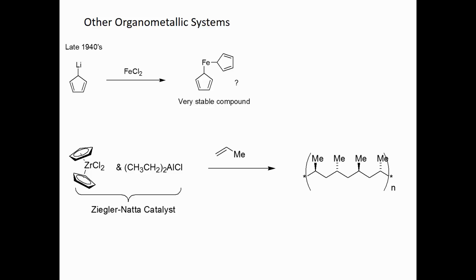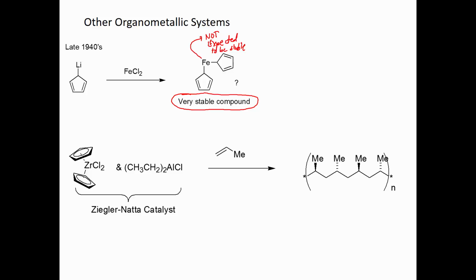This is a result that befuddled a lot of people back in the 1940s. If you take cyclopentadienyl lithium and iron dichloride, you get this compound, but it turns out that what you get is a very stable compound. And if you look at this structure, it's not expected to be stable. This compound, what you get from this, is stable to air and water. It has a very rock-like consistency.